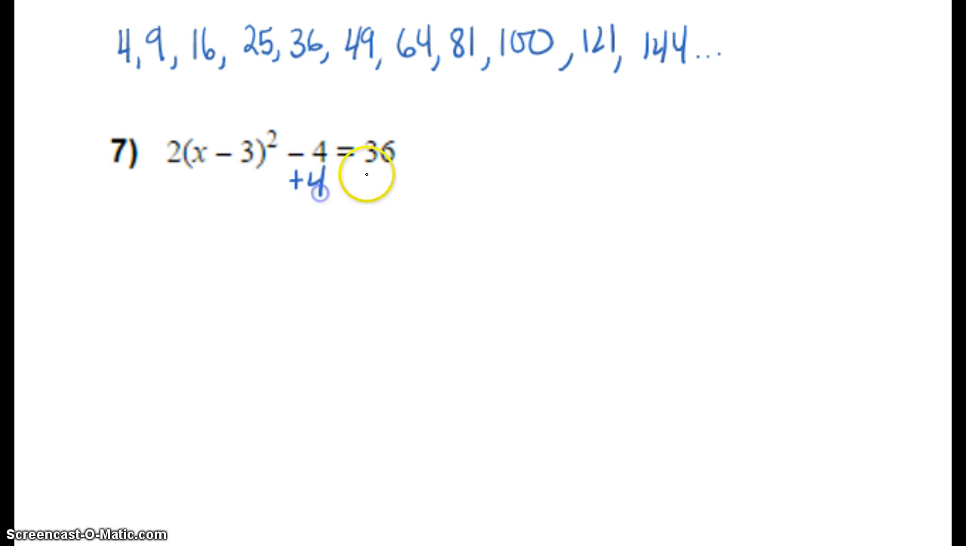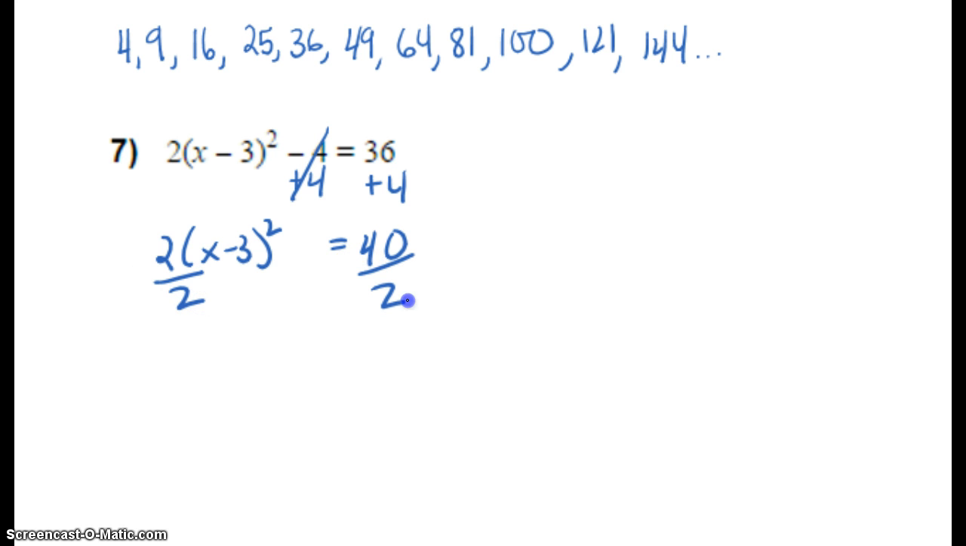I'm going to add 4 to cancel that 4 and add 4 to this side as well, giving me 40. And on this side, all we have left is the 2, and then this whole chunk of stuff, squared. Next, to get rid of the 2, it's multiplying, so we'll divide, and we'll divide. And that's how you get rid of it. This side becomes x minus 3 squared, and then 40 divided by 2, of course, 20.